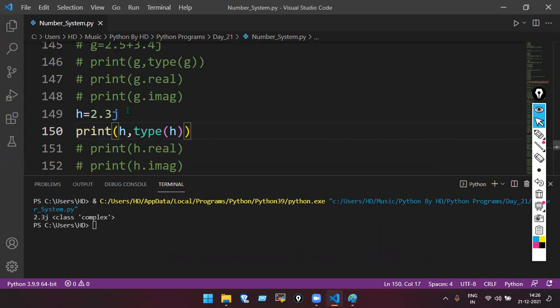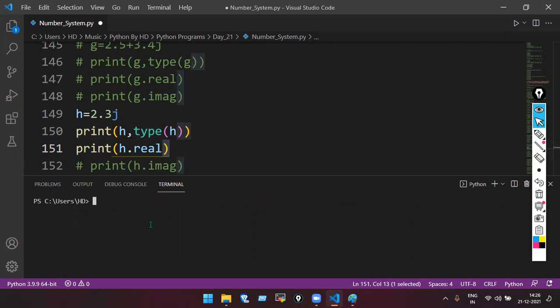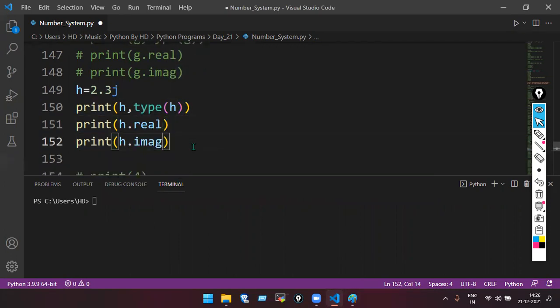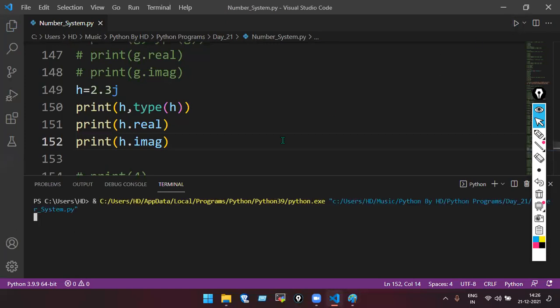Multiplied, no? Just 2.3j came. Then type of h, what came there? Complex. What is the answer of real part? Do you first of all have the real part there? No. So real part should be 0. Imaginary part should be what? 2.3. So run the code. It came. And how did 0 also come? 0.0, because I'm fetching the 0 in terms of real, which is nothing but what?